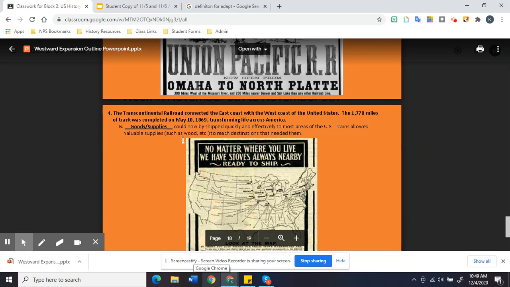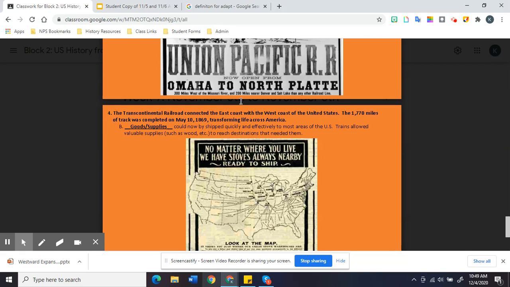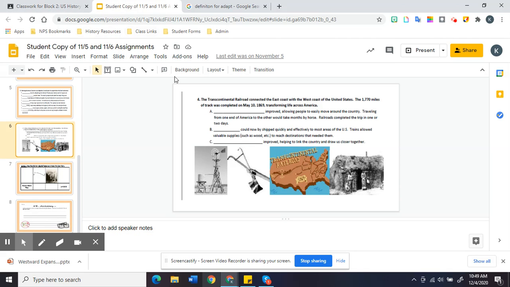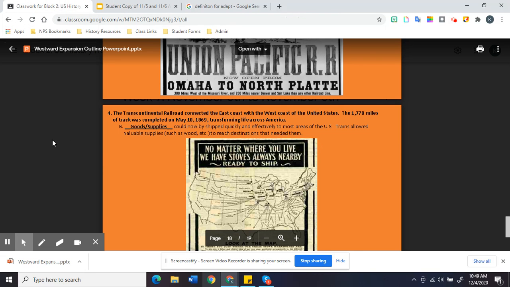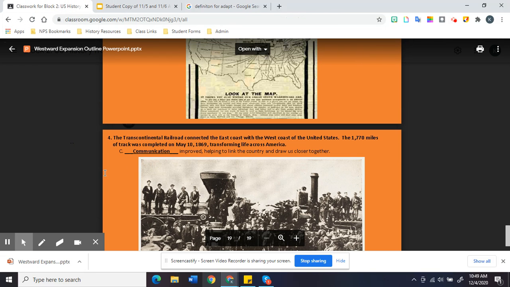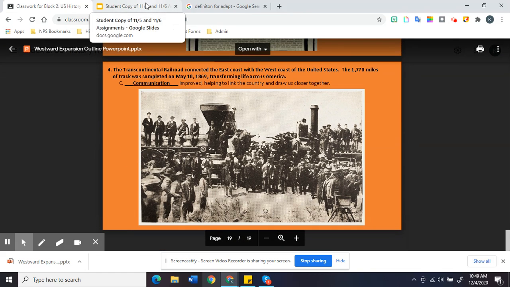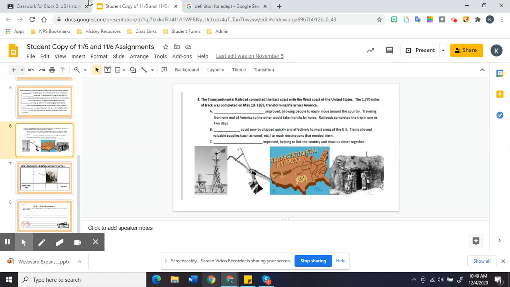B, goods and supplies can now be shipped quickly and effectively to most areas of the United States. Trains allowed valuable supplies, like wood, to reach destinations that needed them, like the Great Plains that didn't have trees. C, communication improved, helping to link the country and draw us closer together. So now you could go visit your cousin in Georgia or your cousin in Boston.